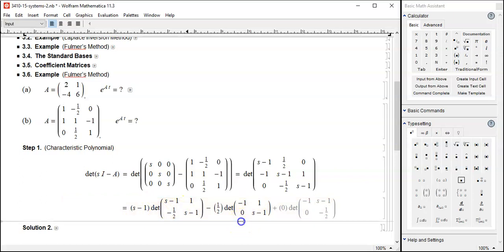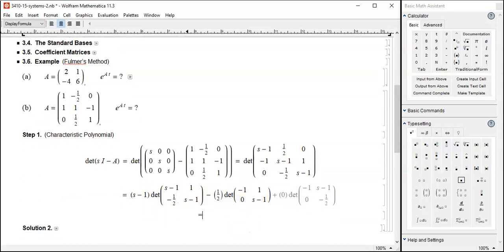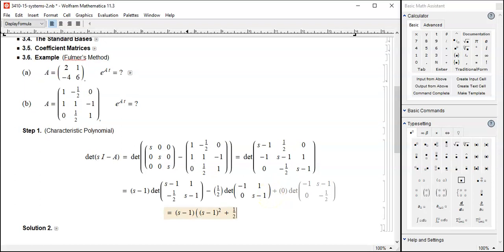Okay, how about the others? All right, let's do that. S minus 1, and then we have to do it this way, AD minus BC. So S minus 1 squared. Now, and then the other way around, so plus 1/2 looks like that's what I'm getting.